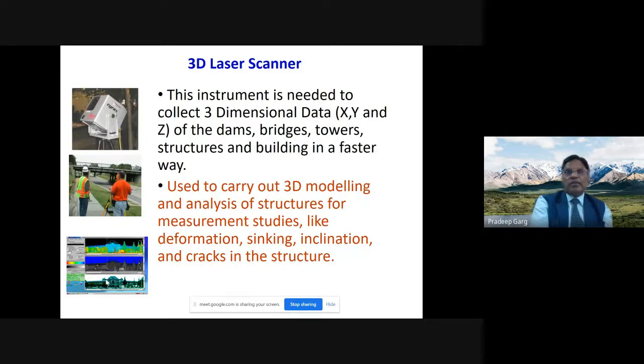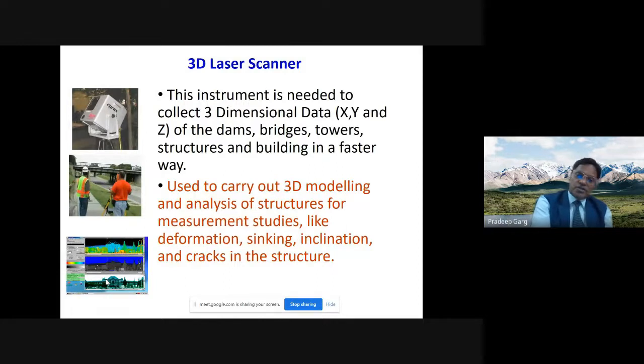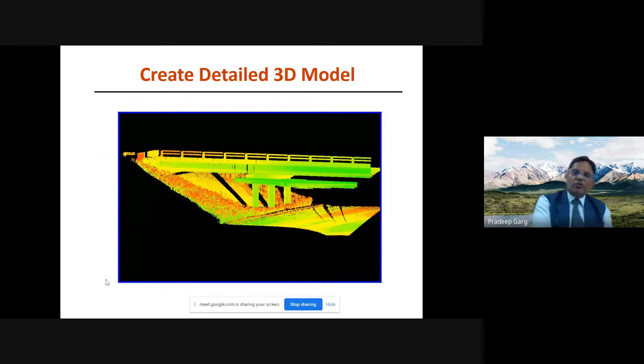For example, we have carried out projects for transmission towers, which are very high towers. When a transmission tower was constructed, at the end we found that it was not truly vertical. So Doordarshan or other agencies contacted us to find out how much is the inclination, in which direction, and the deformation, because the tower has to be vertical. You can find that out very easily with the help of this instrument.